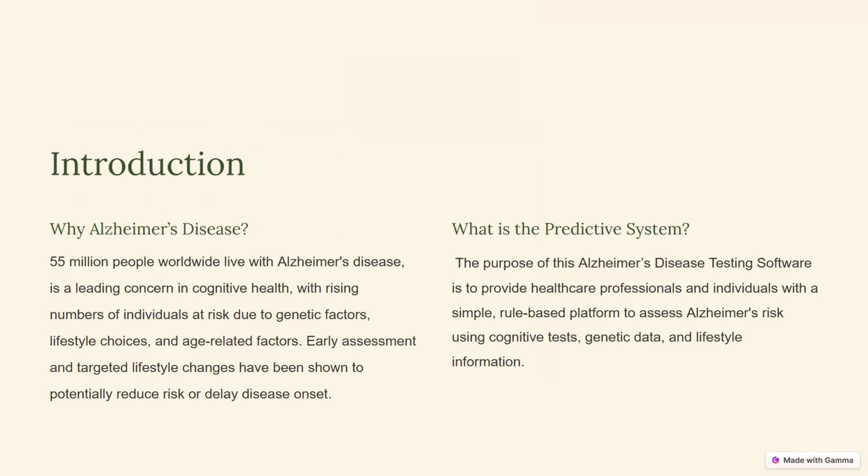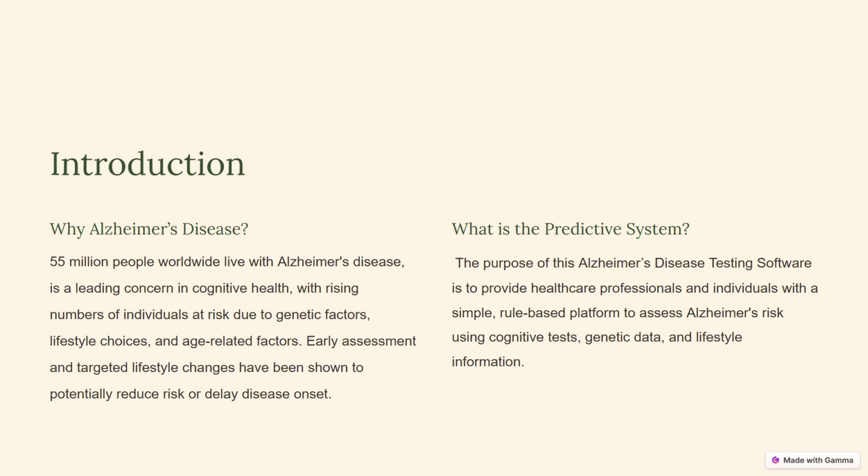So, why Alzheimer's disease? Alzheimer's affects over 55 million people globally, and it's a significant concern in cognitive health. Genetic factors, lifestyle choices, and aging increase risk, emphasizing the importance of early assessment. Timely diagnosis and lifestyle interventions can reduce risk or delay the onset.